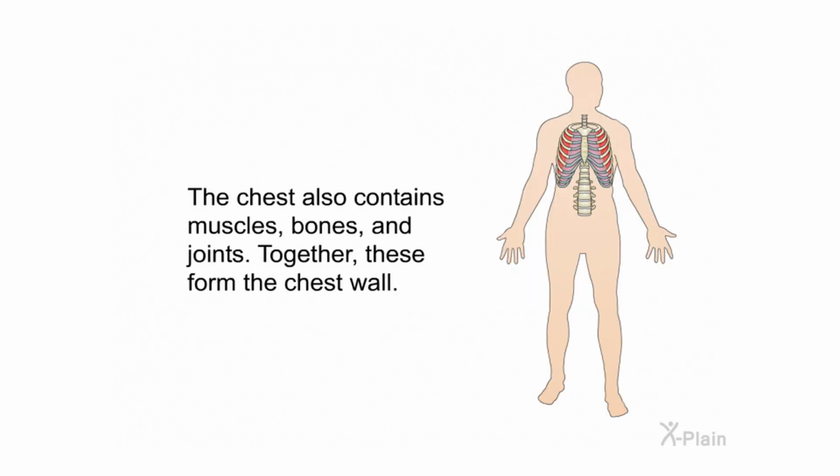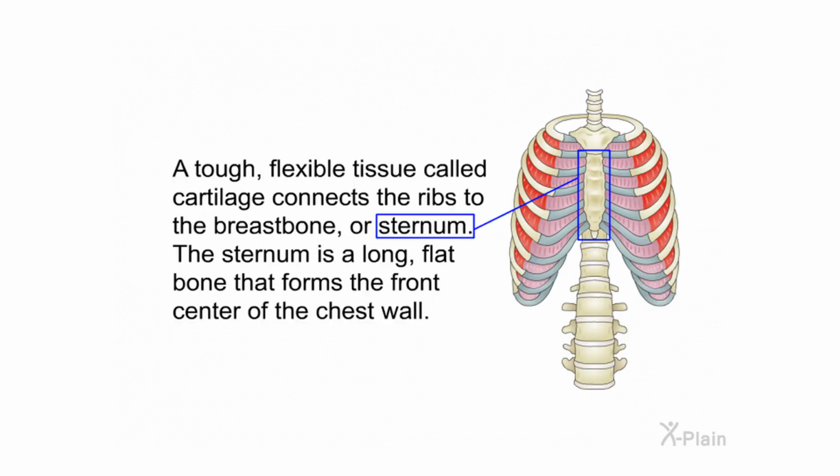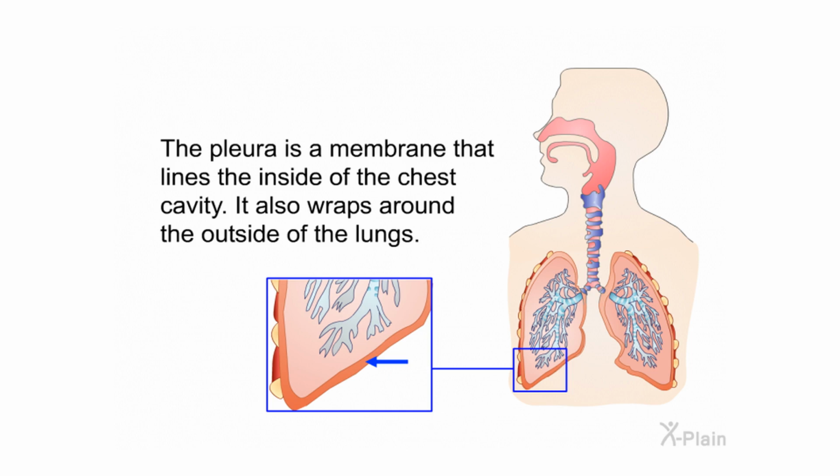The chest also contains muscles, bones, and joints. Together, these form the chest wall. Ribs are thin, curved bones that create a cage around the organs in the chest. The ribs allow the lungs to expand and also protect the heart and lungs from being damaged. A tough, flexible tissue called cartilage connects the ribs to the breastbone or sternum. The sternum is a long, flat bone that forms the front center of the chest wall. The pleura is a membrane that lines the inside of the chest cavity. It also wraps around the outside of the lungs.